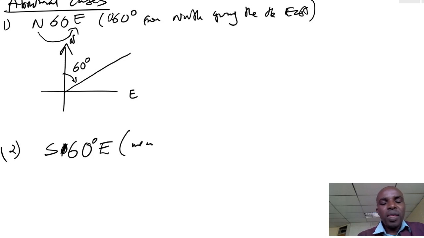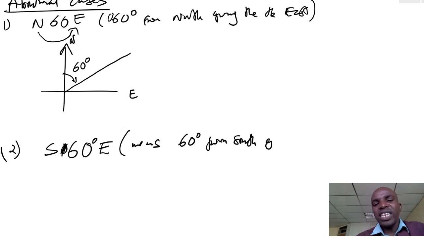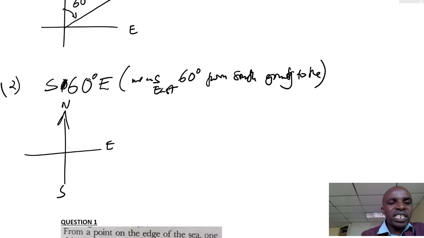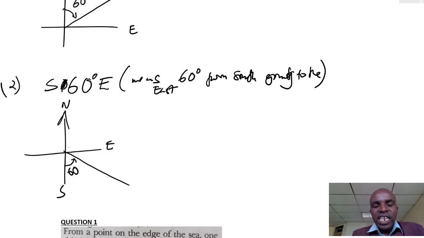This one means the angle is 60 degrees from south going to the east. To the east side. So it's more like here. This one is my north, my east is this one, my south. So from south going to the east is 60 degrees. Please take note. That's why I call these abnormal or special cases. Because the general rule on bearings is it's always from the north of the from point in a clockwise direction. But for this one, it's not from the north, it's from the south. I'm sure you can see that.